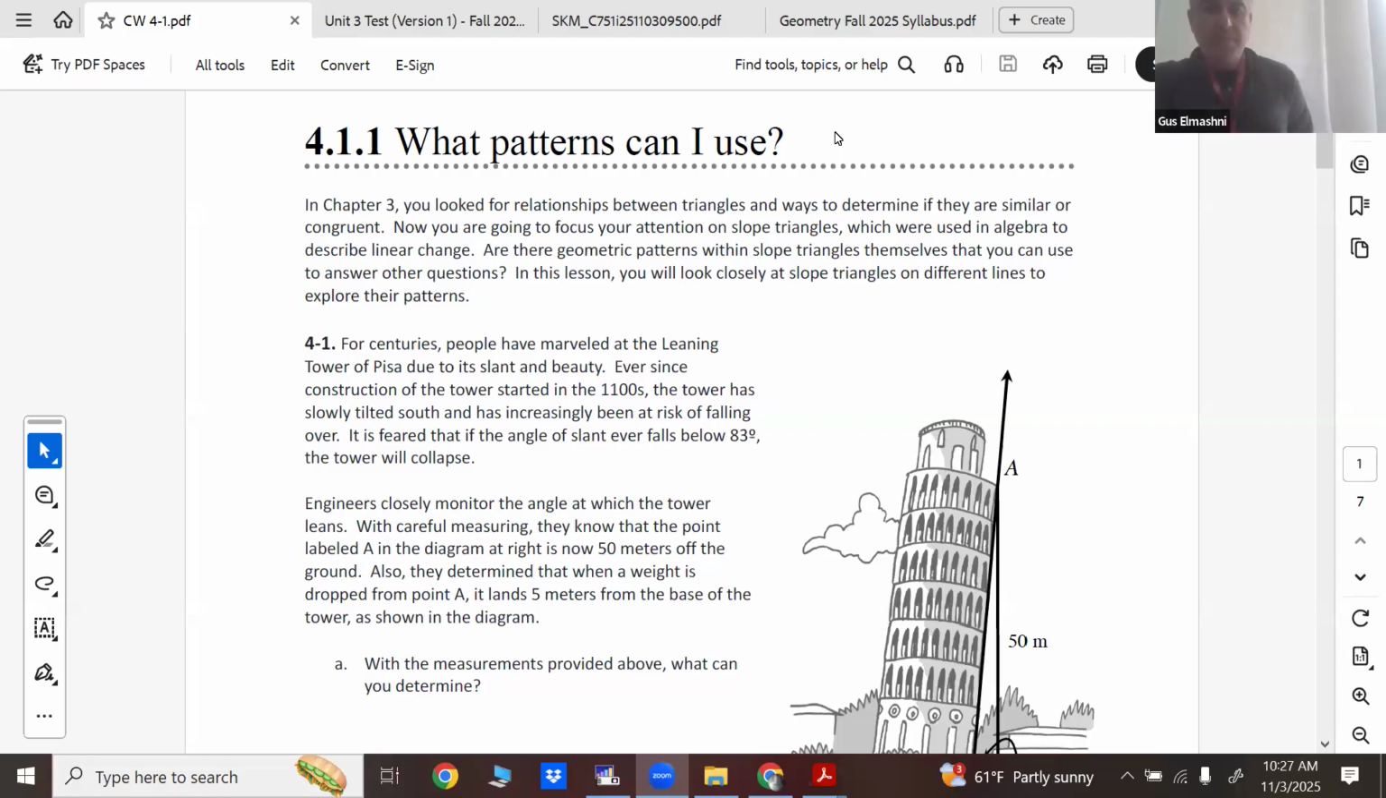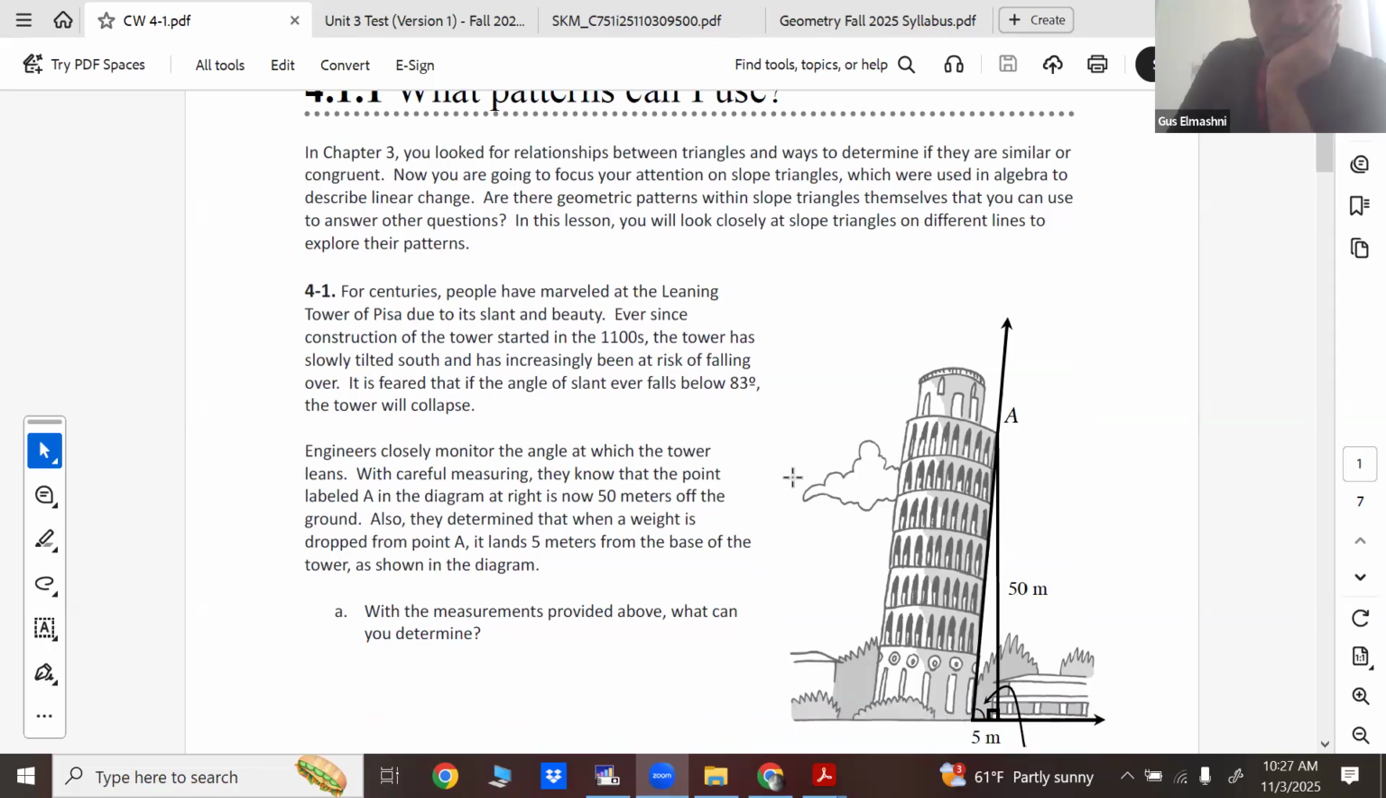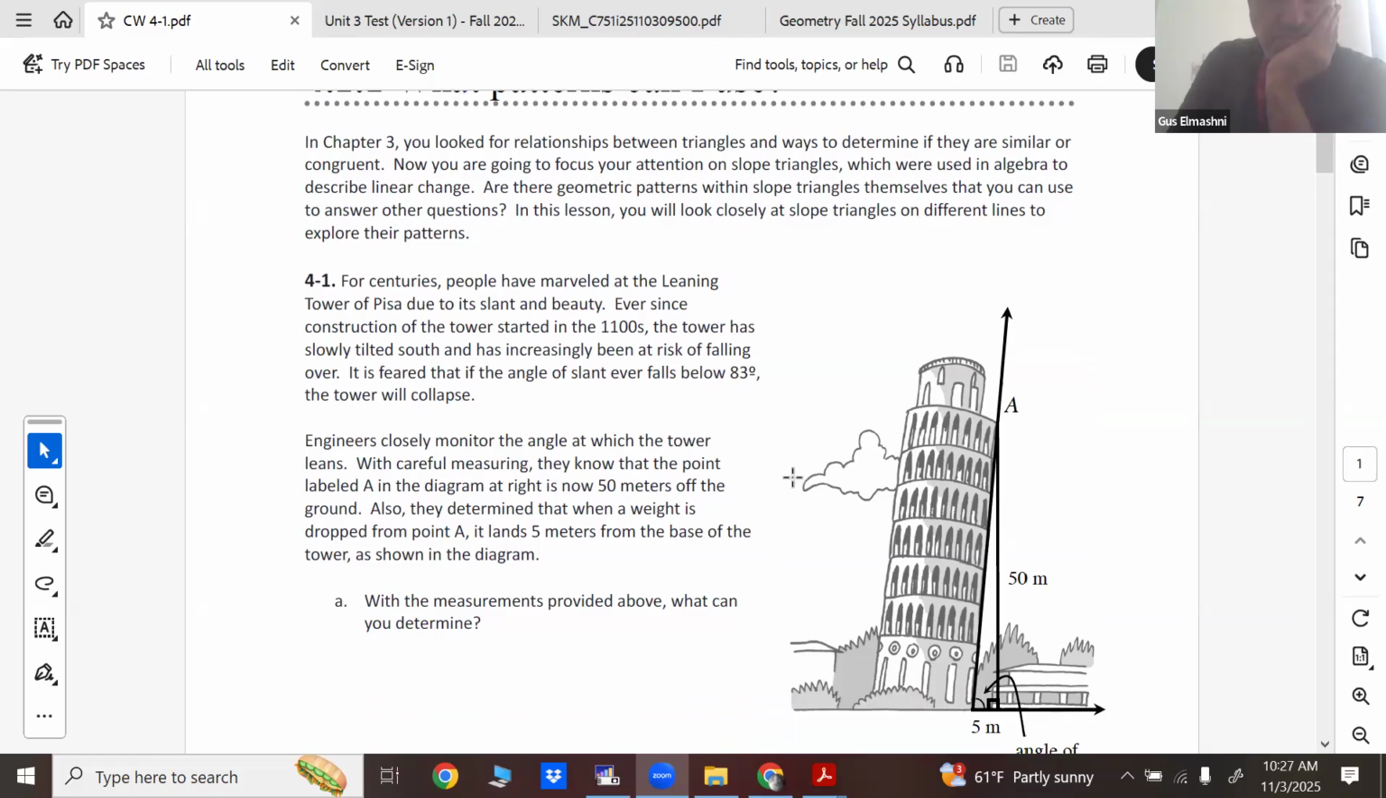Focus on slopes, which were used in algebra to describe linear change. Are there geometric patterns within slope triangles themselves that you can use to answer other questions? In this lesson, you'll look closely at slope triangles on different lines to explore their patterns.